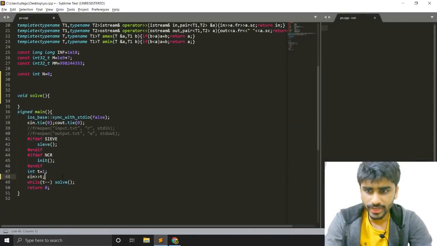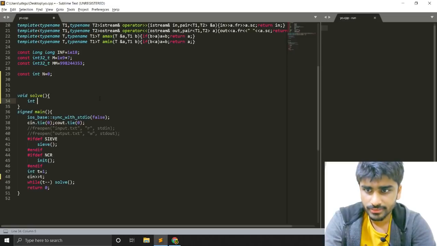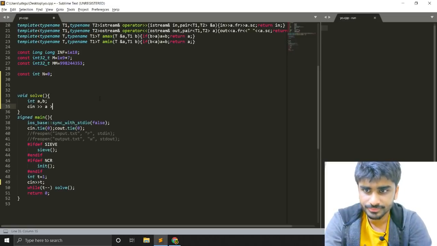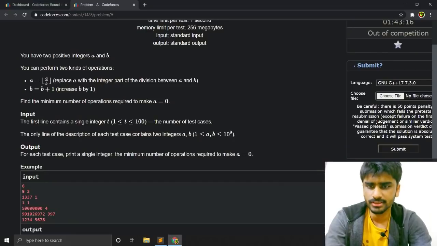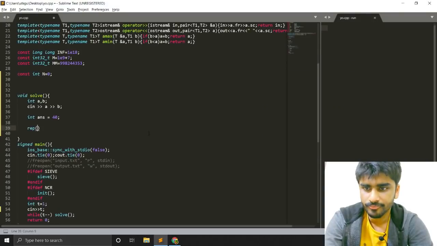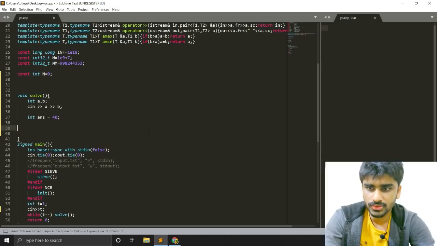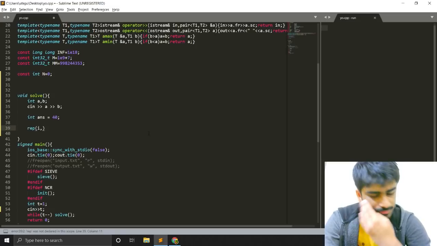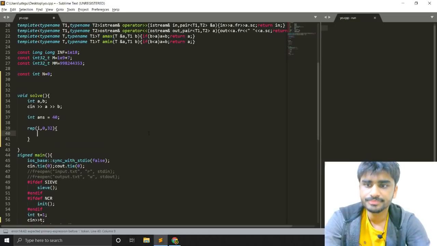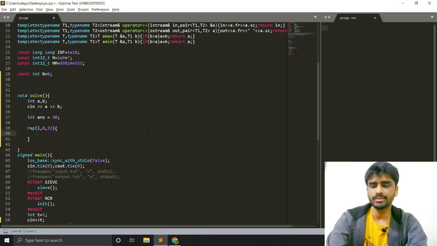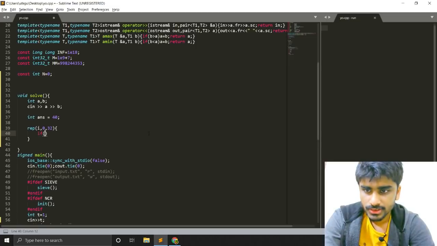Okay, so we take this T and we take this A and B. Let's say answer equals 40 or something. It will always be smaller than 40, so we will definitely find something smaller than that. So we can start a loop from 0 till 32 maybe, and we will add 0 till 31. So we will add I to B.